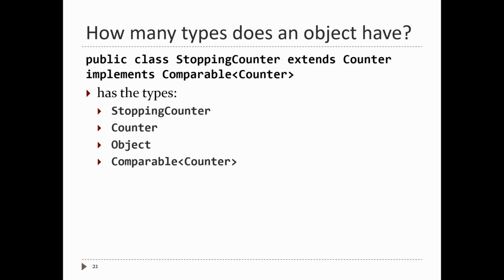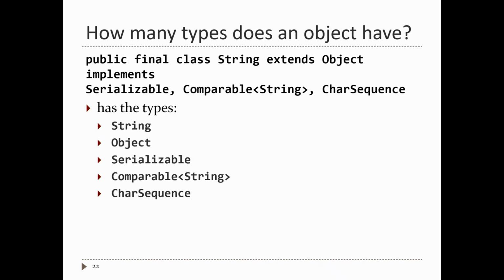There's StoppingCounter. StoppingCounter extends Counter, which implements Comparable. So StoppingCounter has 4 types. It's a StoppingCounter, it's also a Counter, it's also an Object, and it's also a Comparable. Here's String. String extends Object, so one of the types of String is String. One of its types is Object. It implements 3 interfaces, so it's also a Serializable, a Comparable, and a CharSequence. String has 5 types.